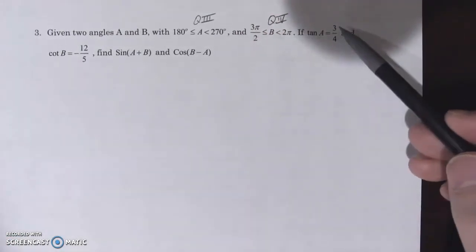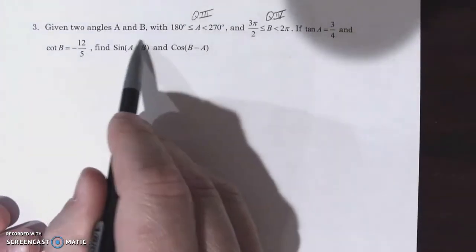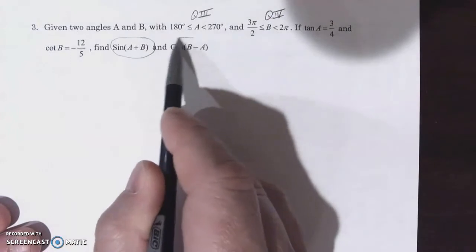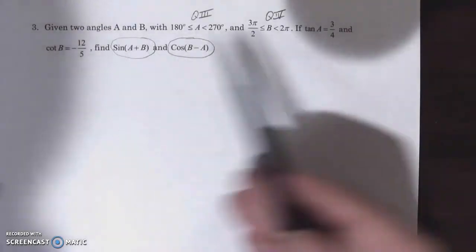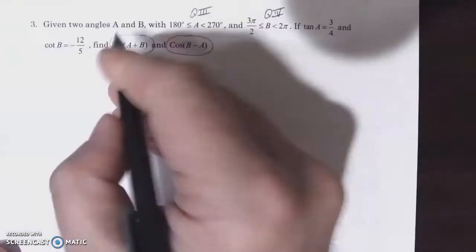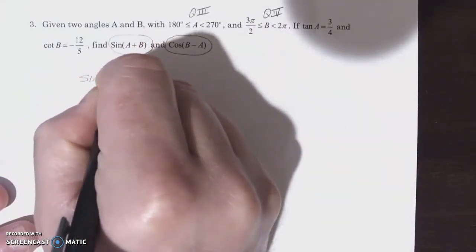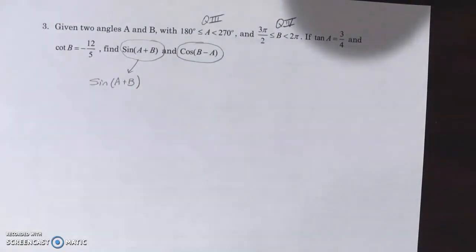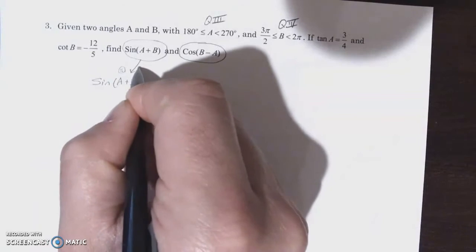It tells us a tangent value of A and a cotangent value of B, and then it asks us two questions. It asks us to find sine of A plus B and cosine of B minus A. Now, that being said, I don't know what degree measures A and B are. You're going to see it doesn't really matter. Let's use one of our identities. If you look back at the front, sine of A plus B would be representative of the S and the T in our formula.